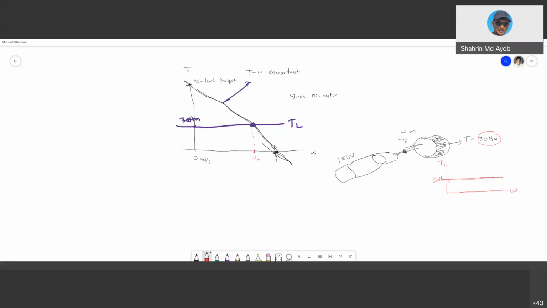Some loads may have this kind of torque load, depending on the load. This is maybe load torque number 2, for example a fan. Depending on the intersection, it will give you the value of the speed. The intersection between the torque speed characteristic of the motor and the load torque will give you the value of the speed.